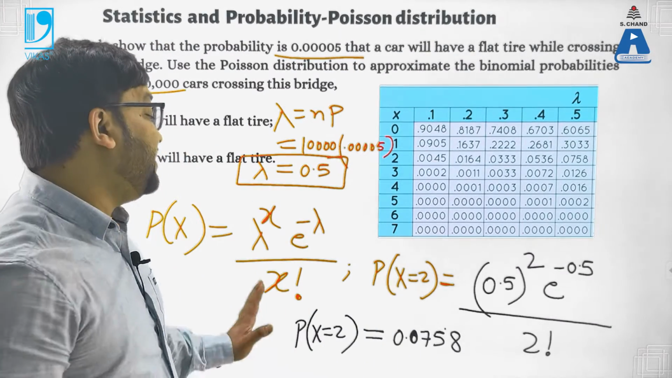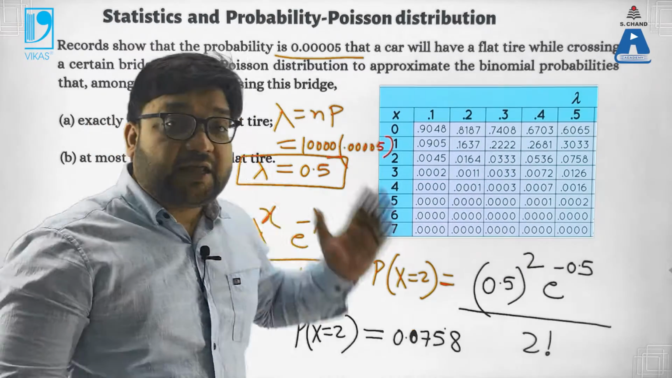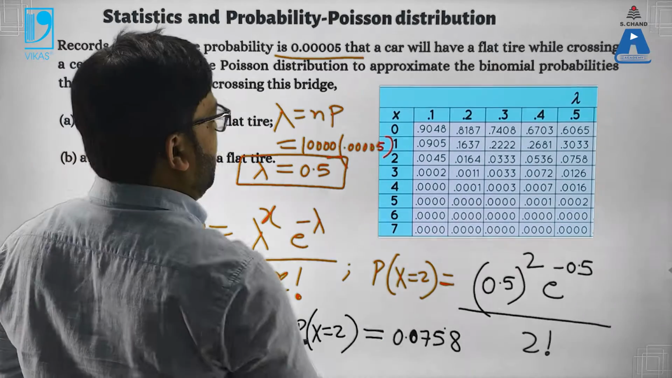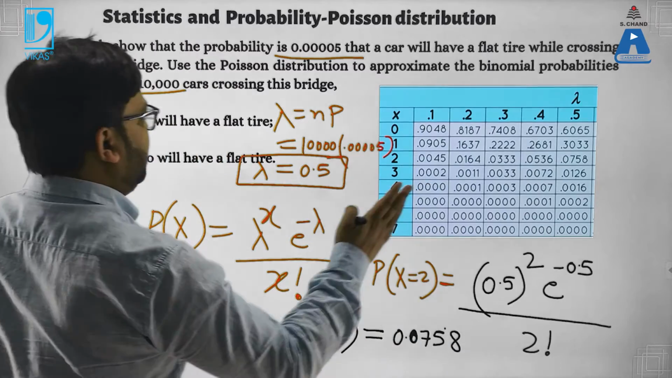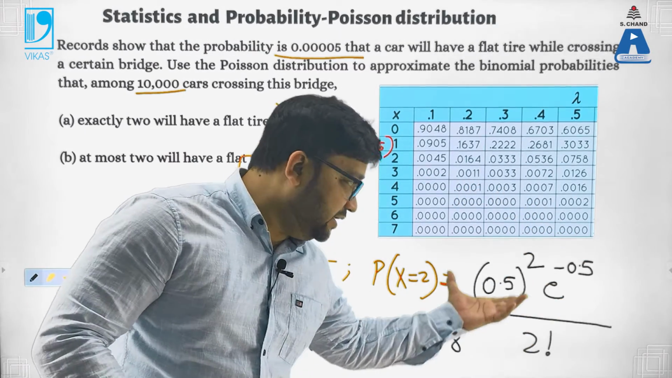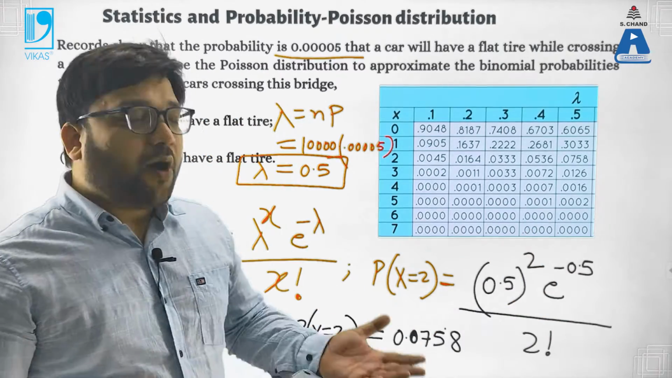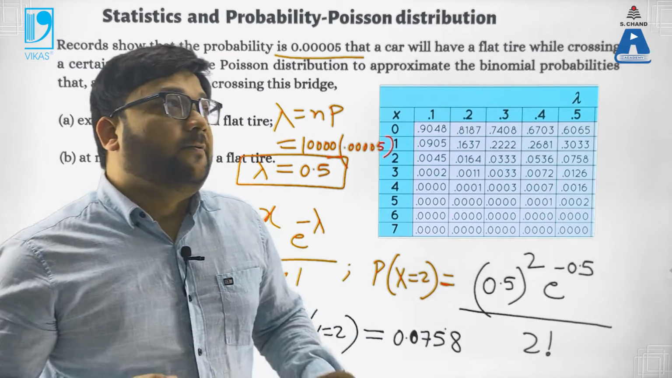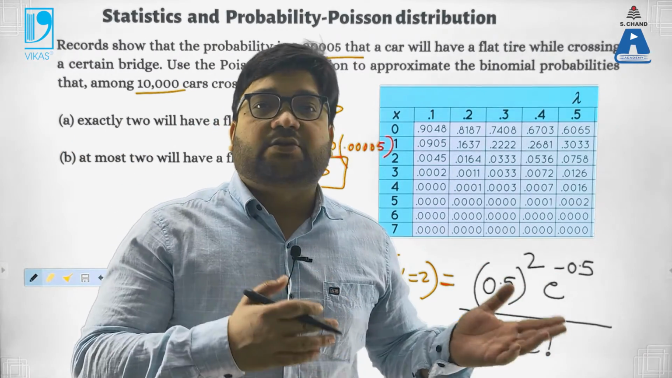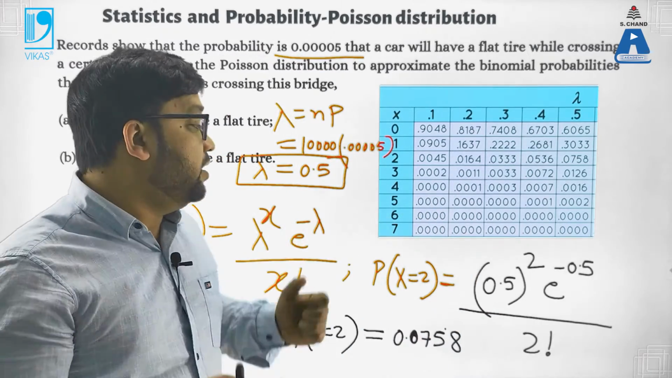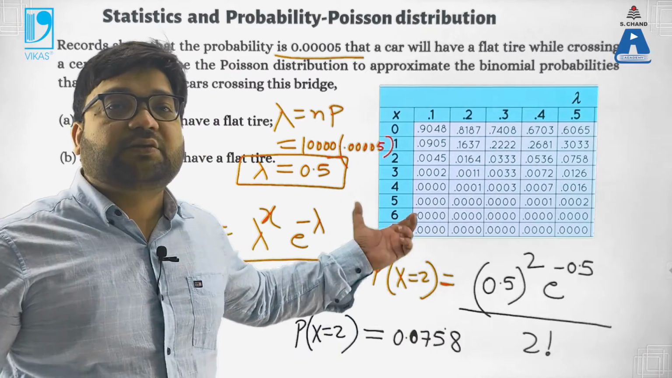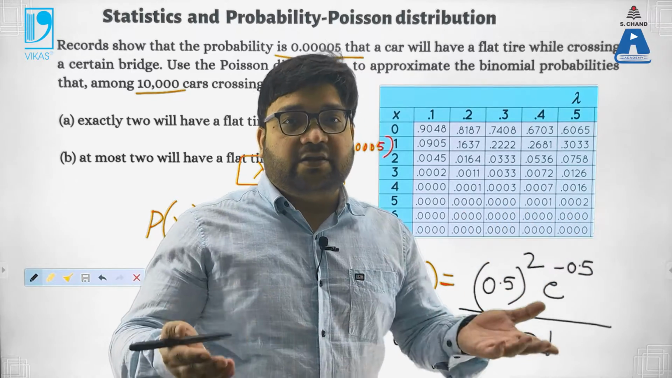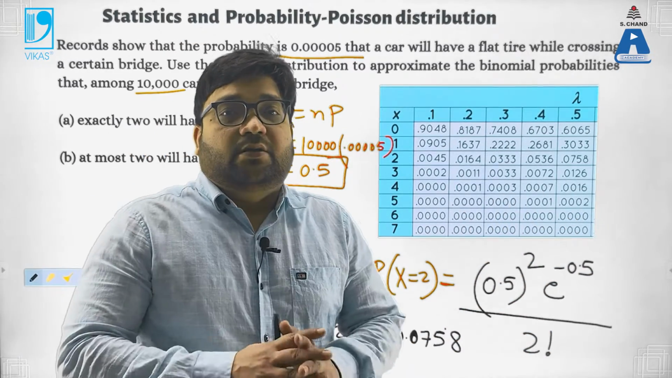0.0758 is the probability that exactly 2 cars out of the 10,000 cars crossing the bridge will get a flat tire. So now you see what is this table? Because we have to do these calculations every time, to avoid that. Every time you may be asked, what are the chances that 15 or lesser number of cars go flat? Then you'll have to find out for each one the probability of getting one car, two cars, three cars, four cars until 15 cars. All these numbers you'll have to find out, then add them up. That is going to be some calculation.